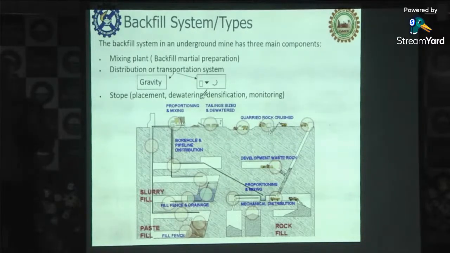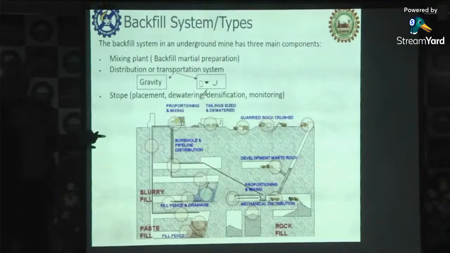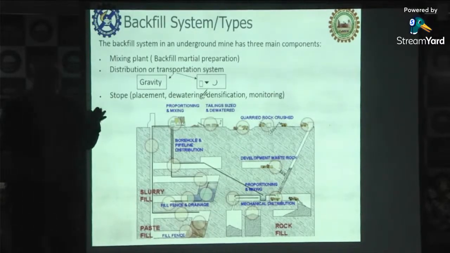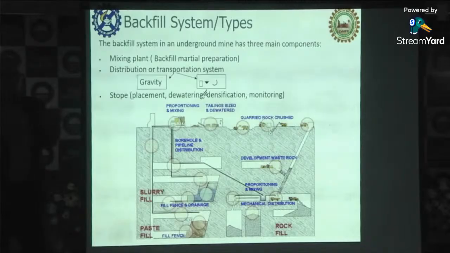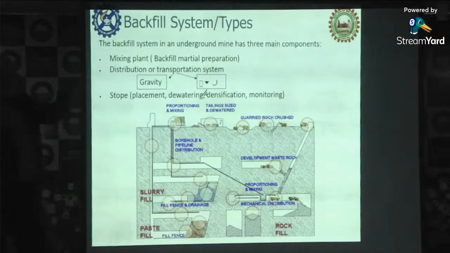Rock fills can be used both in primary stopes as well as in secondary stopes. In primary stopes, they usually mix the rock fill with hydrofill. So what is hydrofill? Hydrofill is a mixture of tailings and cement. It forms the matrix within which the rock fills are placed. In the primary stopes, rock fill is placed first and then cemented hydrofill is placed. The main purpose of cemented hydrofill is to form the matrix.